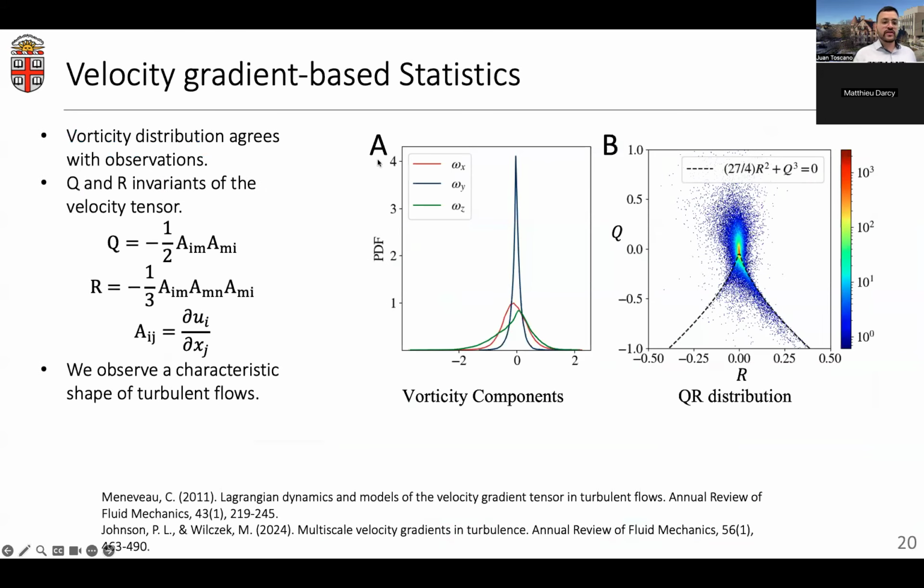We can also go a little farther with gradient-based statistics and compute the QR distribution, and then we get this representative inverted teardrop shape that is common for turbulence. And you see that it also follows, I don't remember, the Vieillefosse tail, which is the one shown in black. This would be the tensor invariants, and we see that we get it, with quite good agreement with the experimental data.